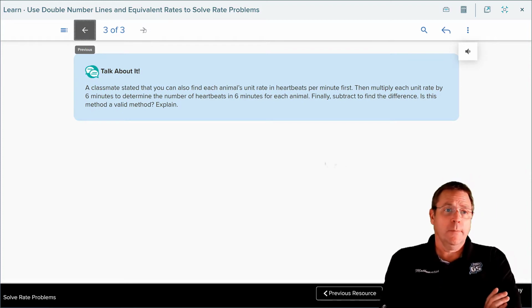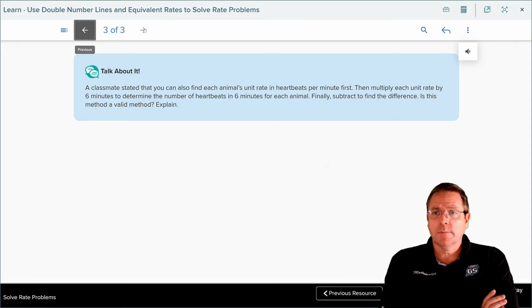For their think about it, it says a classmate stated you can also find the unit rate in heartbeats per minute first, and then multiply each unit rate by 6 to determine the number of heartbeats in 6 minutes for each animal, and finally subtract out the difference.